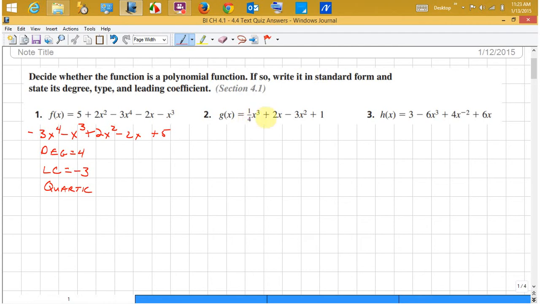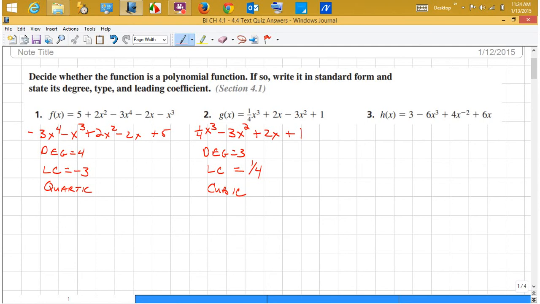Coefficients: 1/4, 2, -3, 1. Yes, those are okay. 3, 1, 2 for the exponents, that's okay too. So let's write it in order for standard form. It would be a -1/4 x cubed. Now I need the squared term if there is one. The x term. Okay, we can see that it is a degree 3. The leading coefficient is 1/4, and it's a cubic.